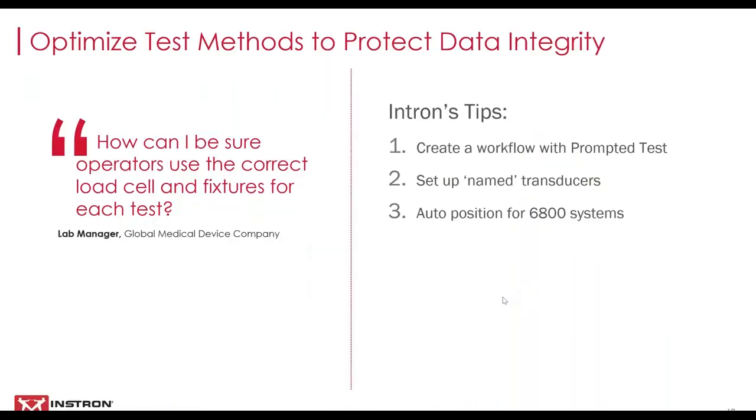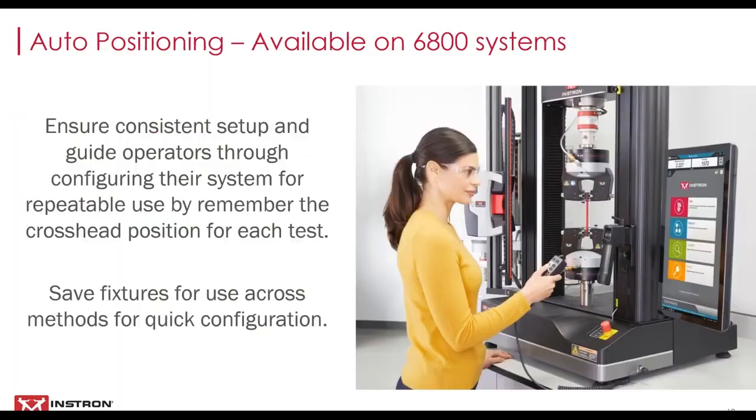And then finally, our last method-specific tip for protecting data integrity is tip number 3, which is set up auto position. So auto position is new functionality available on Instron's brand new line of materials testing systems, the 6800 systems. Auto position ensures consistent setup and guides operators through configuring their system for repeatable use by remembering the crosshead's position for each test. So I also have a video.